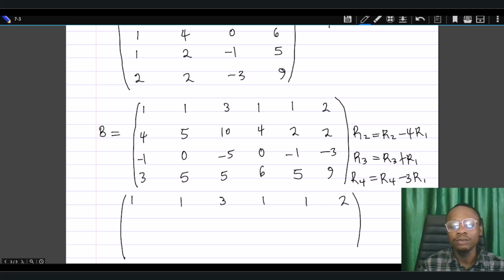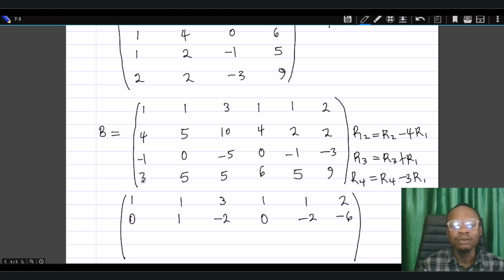Okay, so we're good with that. And the second row, we have 4 minus 4, that is 0. 5 minus 4, that is 1. Then 10 minus 4 multiplying 3, that is 10 minus 12, that is minus 2. 4 minus 4, that is 0. 2 minus 4, that is minus 2. Then 2 minus 4 multiplying 2, that is 2 minus 8, that is minus 6.